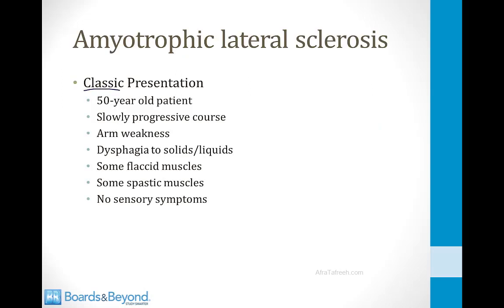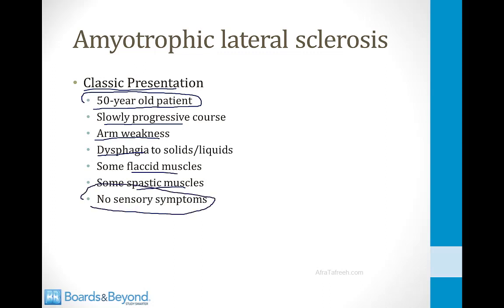So the classic presentation that you should know for your boards is going to be about a 50-year-old patient because that's the median age. It'll be a slowly progressive course over a few months. They'll have arm weakness, they may have dysphagia to solids and liquids. Some of their muscles will be flaccid and some will be spastic because remember there's upper and lower motor neuron disease. And then importantly, there'll be no sensory symptoms.